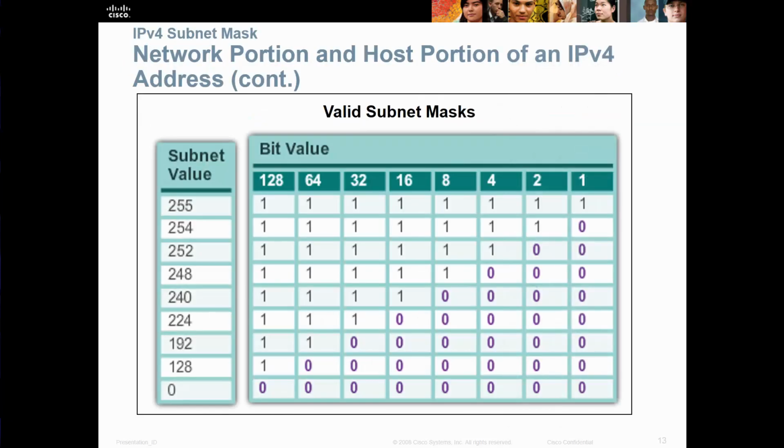So 255, 254, 252, and you notice to go from 255 to 254, we're just removing 1 from the 1 spot, and so forth and so forth. So these are all valid subnets because you're going to notice there's groups of 1s all the way down. There will never be a subnet where it'll be 1, 1, 0, 1, 1. They will always be all 1s next to one another. Always.